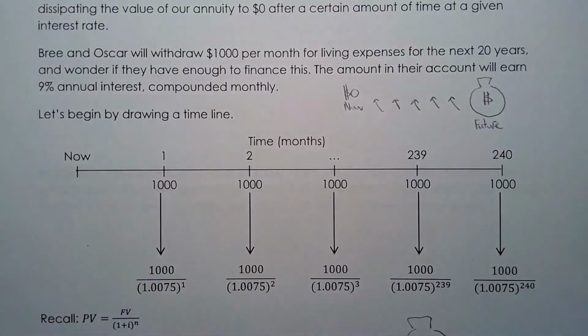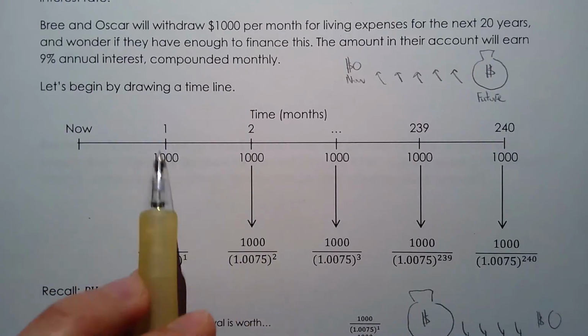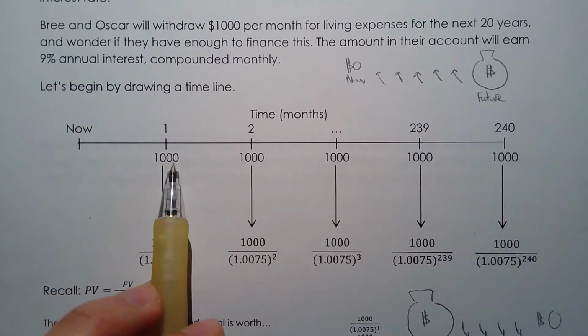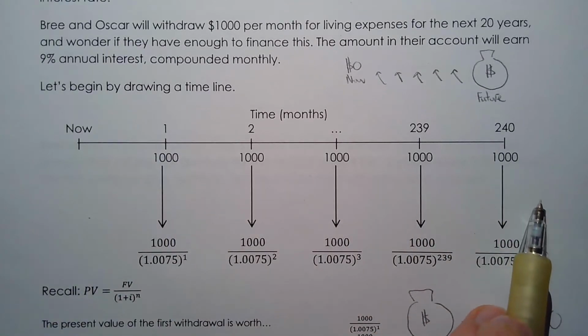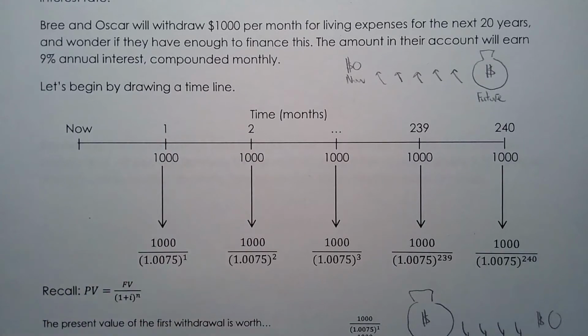So how can you do this? What you're actually doing is you're finding the present value of each $1,000 withdrawal over the 240 months. You're withdrawing $1,000 for 240 months. So you're going to find the present value of the first $1,000, and then the second, and then the third, and then all the way up to the 240th. Just like last time, if you look at the present value of each of these $1,000, you'll see that they form a geometric series.